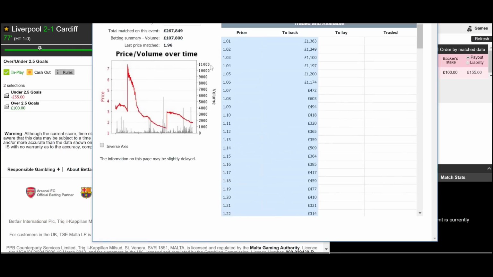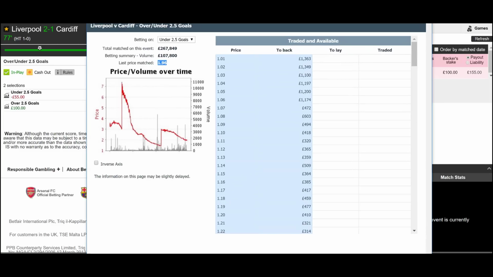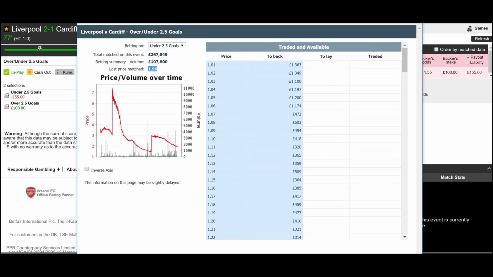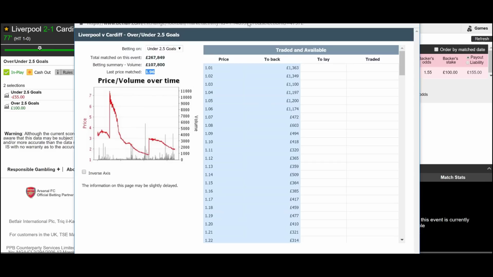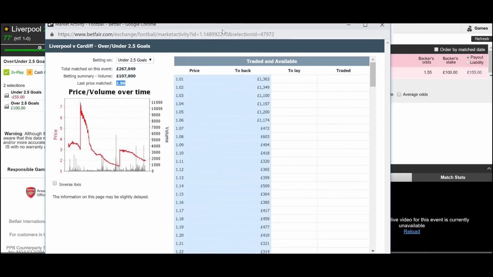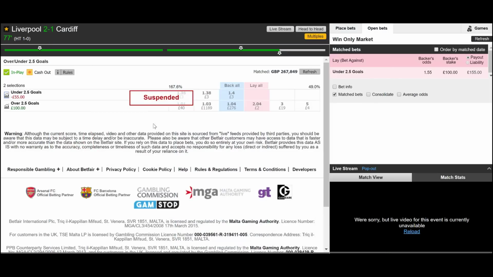Again, 77 minutes on the clock, and the price was just around evens. The last price matched, you can see there, actually, 1.96. So we were nowhere near hitting our original stop loss or our trailing stop loss. We got the 2 goals we needed within the window. So it's almost the perfect trade when you're trading with the trailing stop loss. Easy for me to say. But anyway, successful trade there. That £100 is going to be ours, obviously minus the commission as well. So Liverpool 2, Cardiff 1, 77 minutes on the clock.